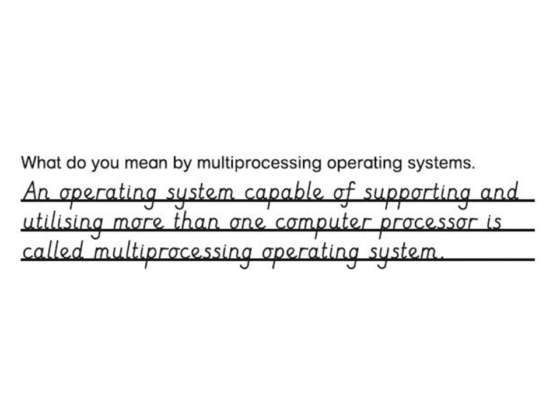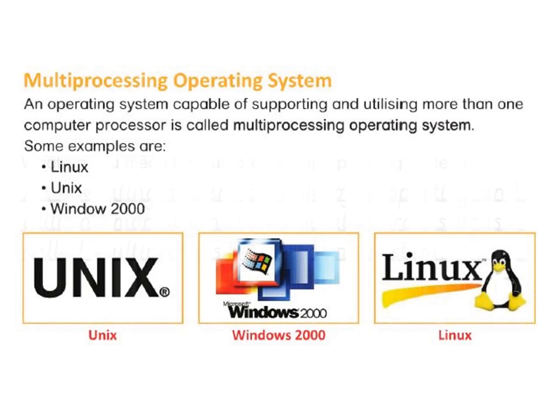What do you mean by multiprocessing operating systems? An operating system capable of supporting and utilizing more than one computer processor is called multiprocessing operating system. This is the definition which is also important. So pause the video, note down the answer.